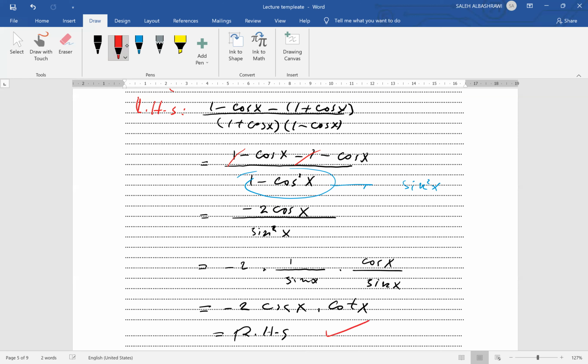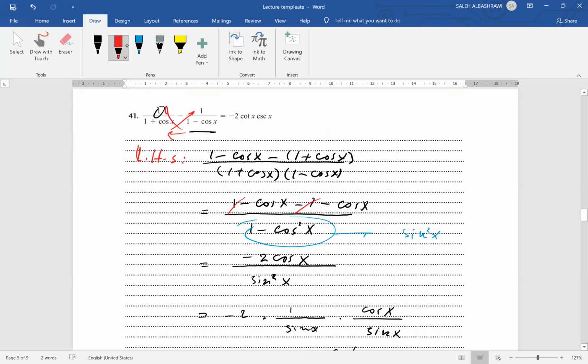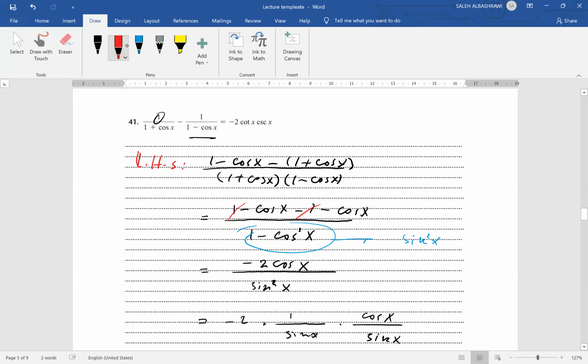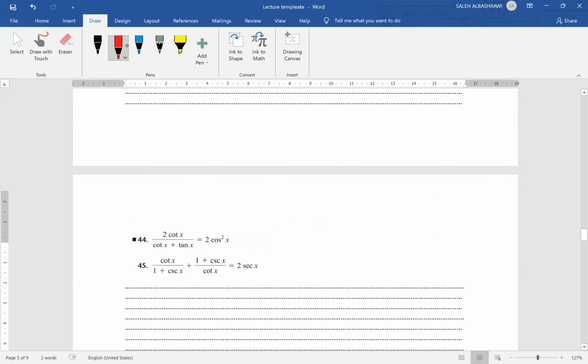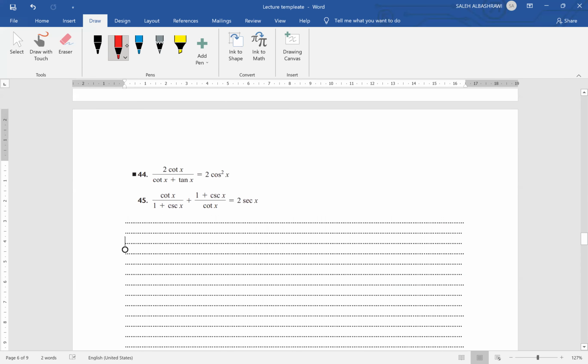That is verified. That the left-hand side, which is 1 over 1 plus cosine x minus 1 over 1 minus cosine x, equal to minus 2 cotangent of x multiplied by cosecant of x. See, next example, number 44. I have 2 cotangent divided by cotangent of x plus tangent of x equal to 2 cosine square.